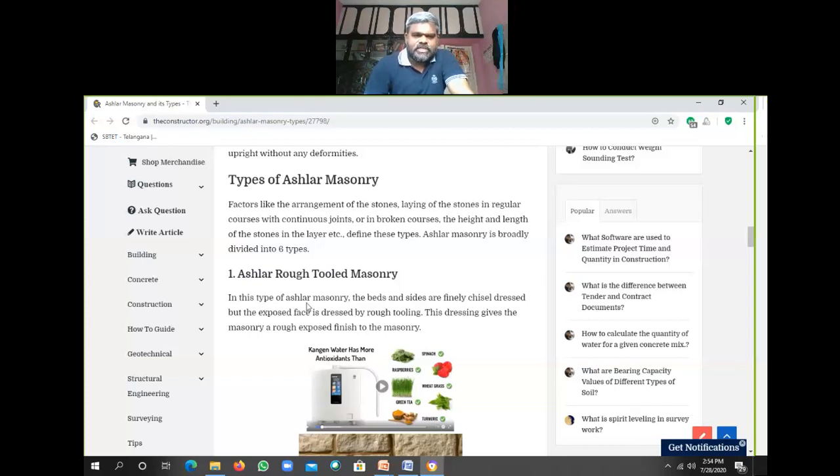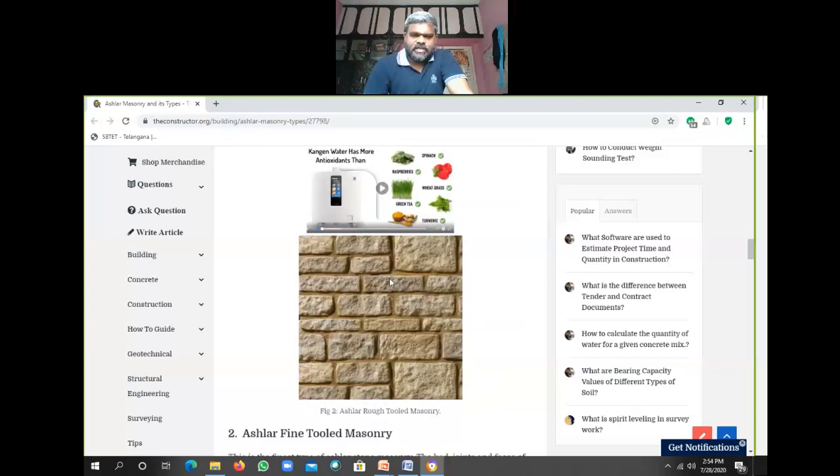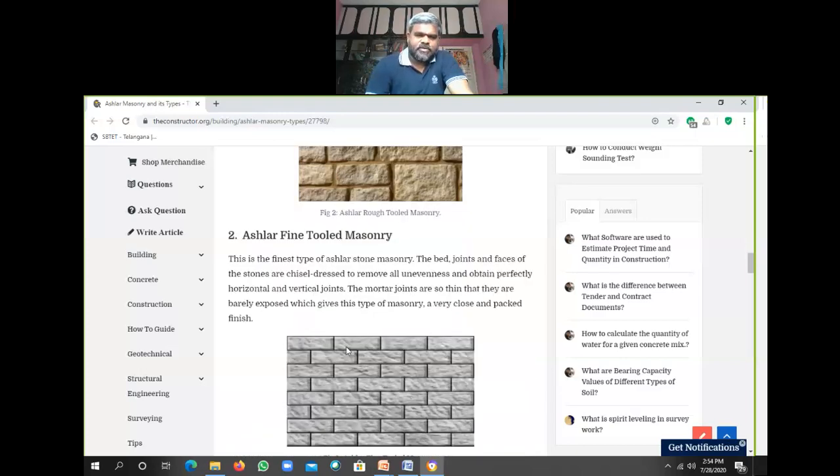Ashlar rough tooled masonry: in this type of ashlar masonry, the beds and sides are finely chiseled and dressed, but the exposed face is dressed by rough tooling. This dressing gives the masonry a rough exposed finish. See here, the exposed surface is not dressed properly at all.